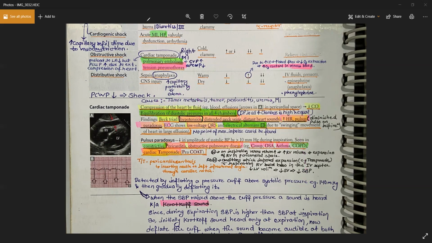Please remember these findings. The other causes of pulsus paradoxus include lung causes. This could be croup, which we have discussed. It could be any obstruction. It could be asthma. It could be COPD.